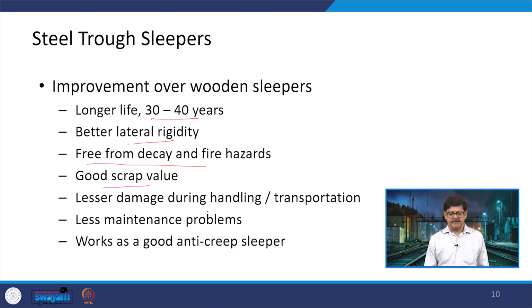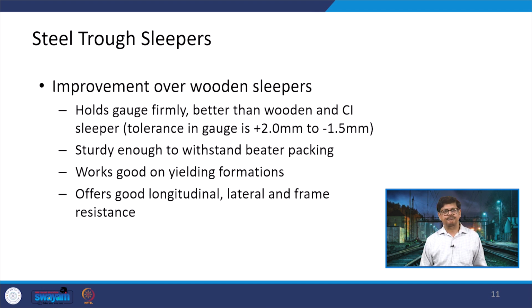There was lesser damage during handling and transportation of these. So, this was also an added advantage here, and it posed fewer maintenance problems. Therefore, the maintenance cost was also going down, and it also worked as an anti-creep sleeper. There was a problem of creep in the wooden sleepers because of the loosening. Now, in this case it was working better, and rather we can say it was a good anti-creeper.